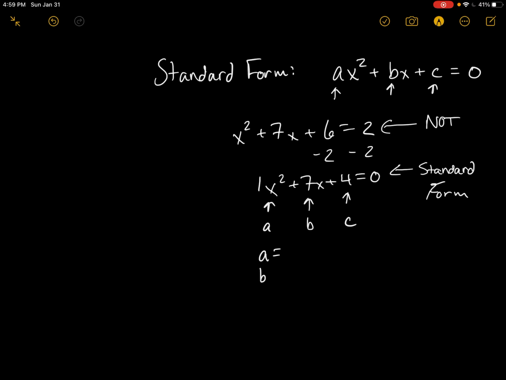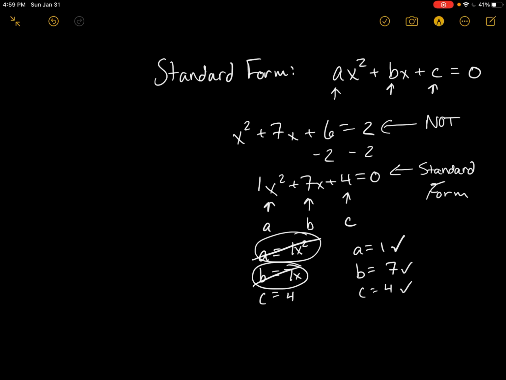Now, to be very, very clear, a, b, and c are just constants. They are numbers. They do not have variables. So for our a term, it is not 1x squared. That is the wrong answer. Our a term is just 1. Again, for our b term, it is not 7x. That's the wrong answer. b is just 7. And for c, it's just 4. But in that case up there, it's not 6. We have to get it set equal to 0 before we can solve. So to be very clear, these are our a, b, and c values.